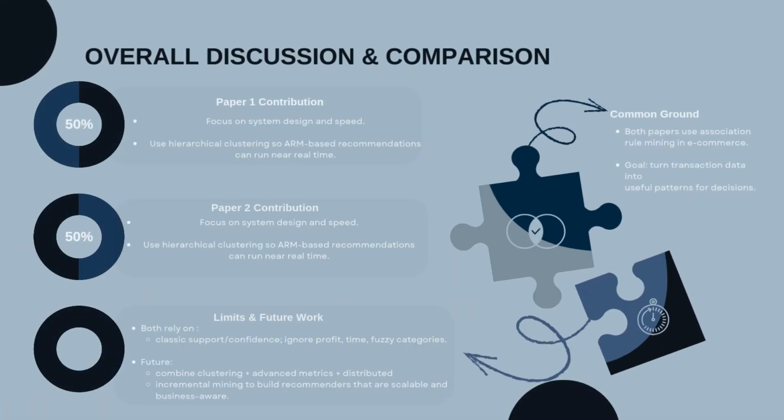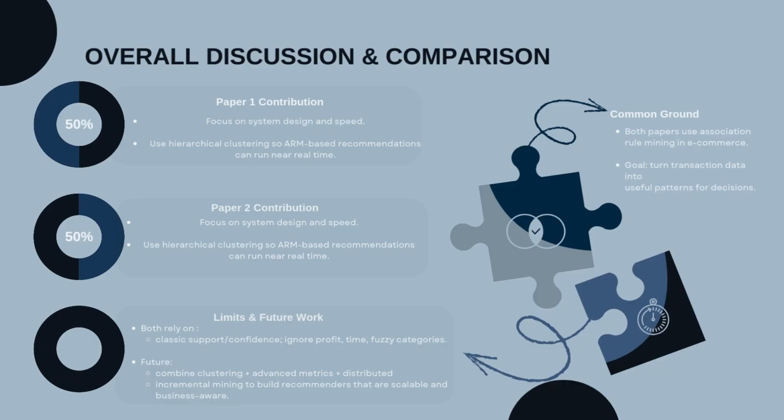So, if we compare the two papers, both use association rule mining in the e-commerce setting, and both try to turn raw transactions into patterns that help with decisions. The first paper focuses more on the system design and performance side of things, and shows that combining association rules with hierarchical clustering makes recommendation times fast enough for real time or near real time use.